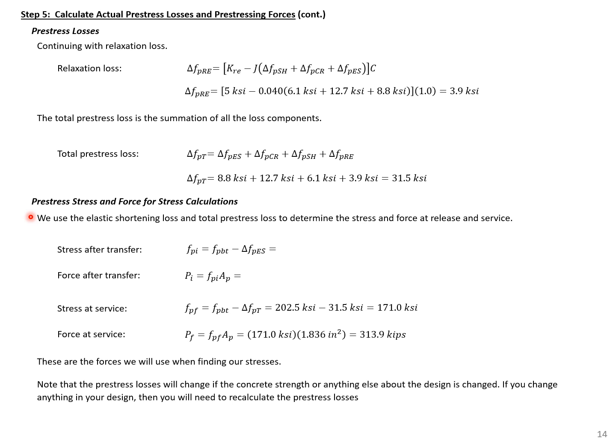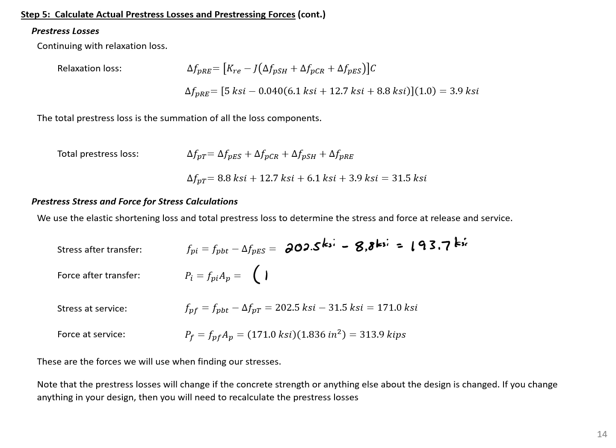Next, we can calculate the pre-stressing stress and the force for our stress calculations. And the two main forces that we'll need are the stress and force after transfer, so just after elastic shortening, and the stress and force at service, including the total losses. So to start, our stresses after transfer are going to be our 202.5 minus our elastic shortening loss, 8.8 KSI, which will give us a final stress in the strand here of 193.7 KSI.